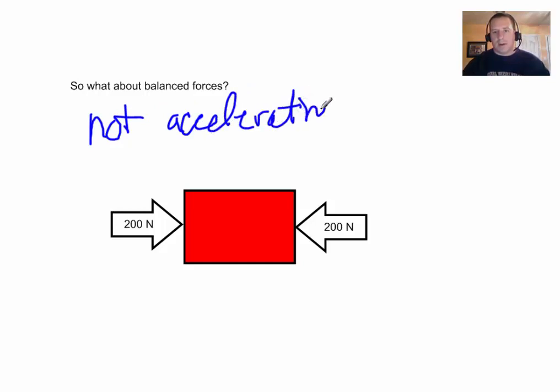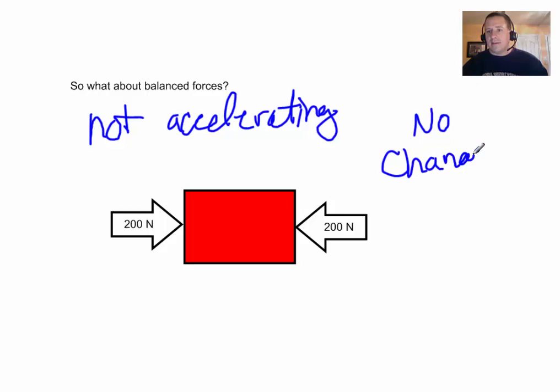Not accelerating means that there is no change in speed. It's a constant speed. Do we know what that constant speed is? Nope. That constant speed could be 200 miles per hour, 4 meters per second. That constant speed could even be zero. 0 meters per second is a constant speed. And there's no change in direction.